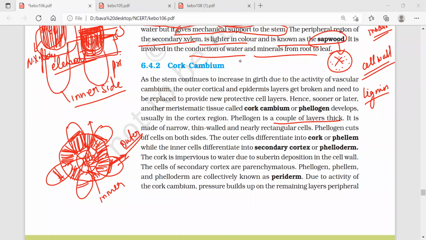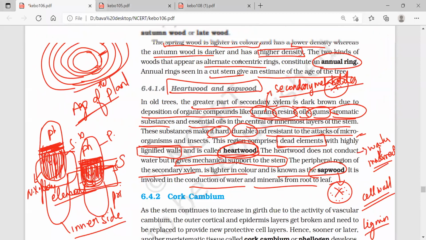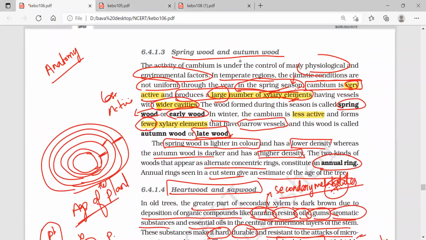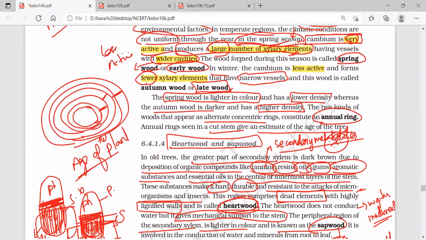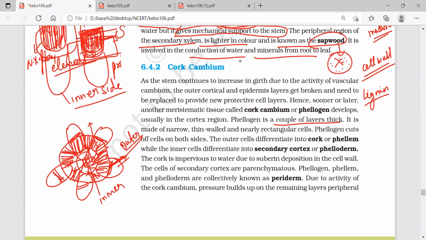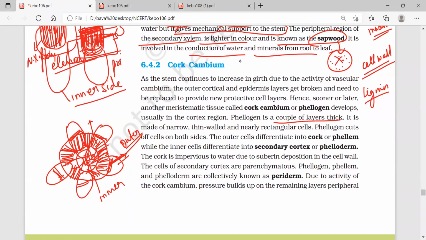Okay, so have you understood the hardwood and sapwood and springwood and autumn wood? Yes, sir. Okay, let me talk about another cambial activity. The cambium activity which we discussed here is in the vascular region. So due to the vascular region, the mass is increased.